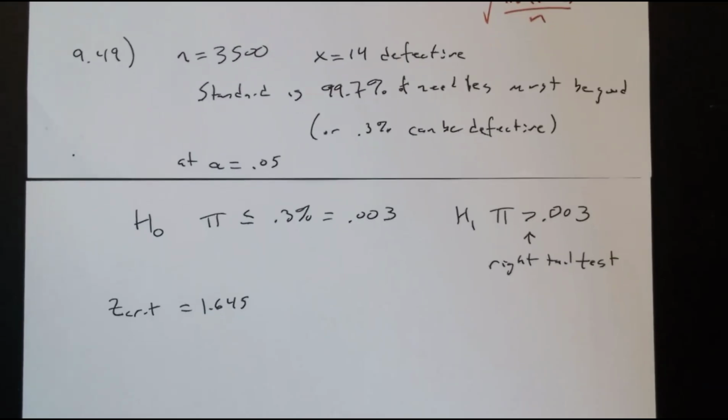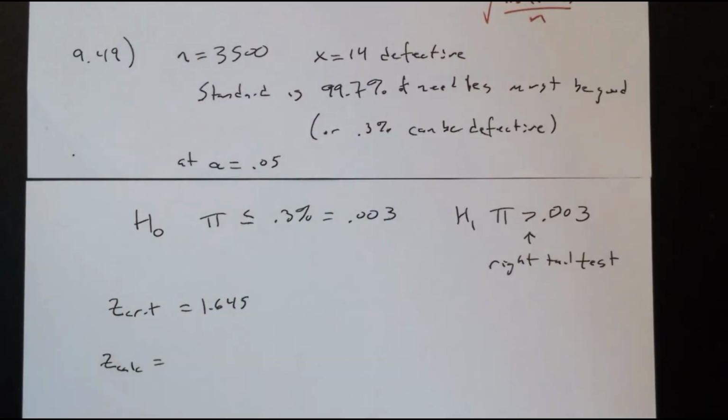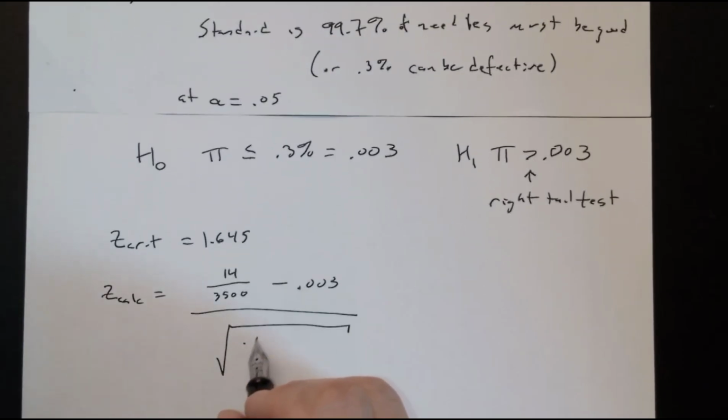And now I do my Z calculate. I take my proportion, P. I didn't work out my proportion. What is my proportion? Oh, that's 14 defective needles out of 3,500. I subtract my benchmark, 0.003. And then I divide by my standard error, which is the square root of 0.003 times 1 minus 0.003, which is 0.997, over 3,500.